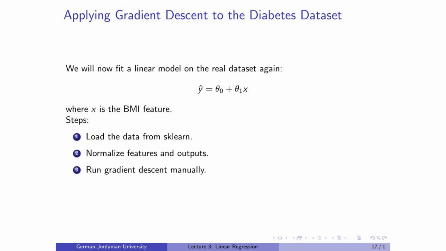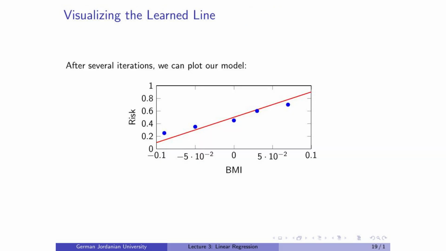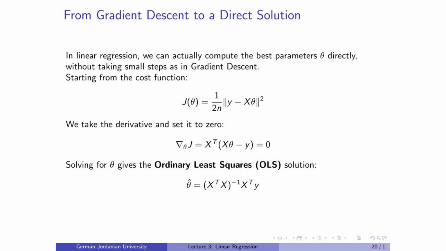Now we'll apply gradient descent to real data. We'll predict diabetes risk from BMI, load the dataset, normalize values, and run a few iterations. You'll see theta converge. Please try it yourself. Here's the learned line. The black dots are real data, and the red line is our prediction. You can see it captures the general upward trend. In linear regression, we can find the best theta directly without iteration, so let's discover how we can do that.